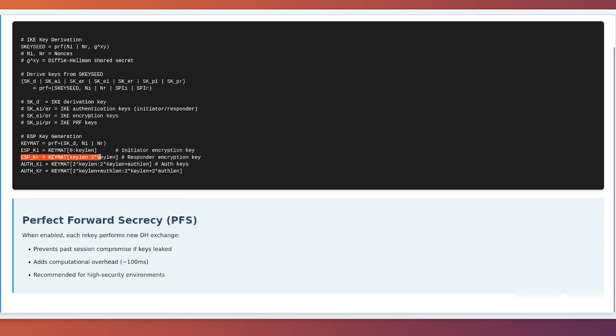IKE also implements key deletion protocols to ensure keys are properly destroyed when no longer needed. When an SA expires or is manually terminated, IKE sends delete notifications to ensure both endpoints clear the keys from memory. Proper key deletion is crucial for maintaining security, especially in environments where devices might be physically compromised after use. Modern implementations overwrite key material multiple times in memory and may even use special CPU instructions to ensure complete erasure.